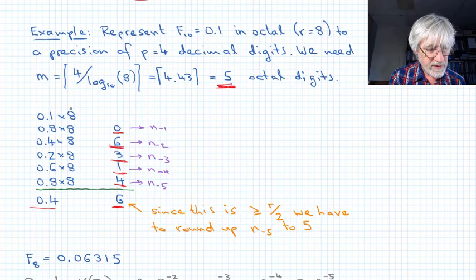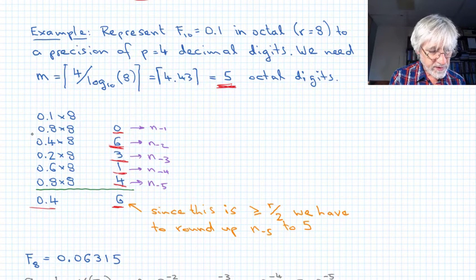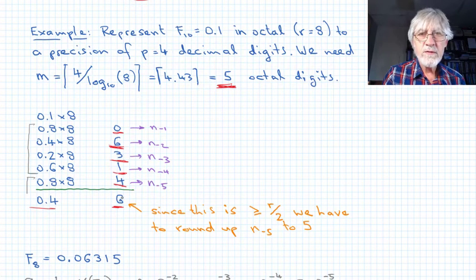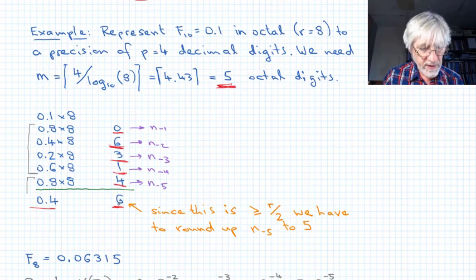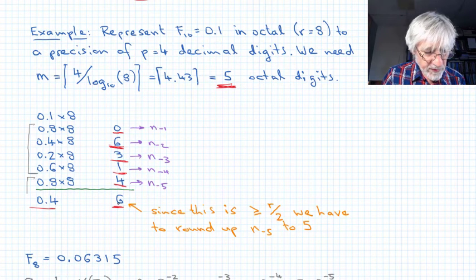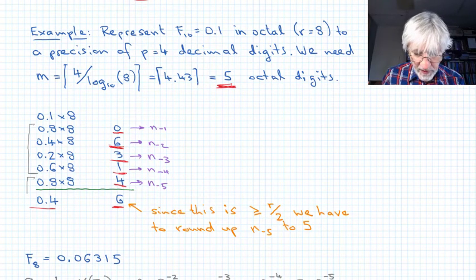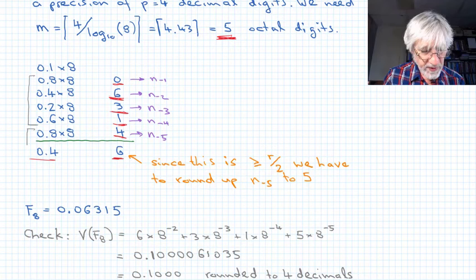The first one is not necessarily included in the periodicity, but some of the later ones are. So we have 0.8, 0.4, 0.2, 0.6, and then it starts with 0.8 again. So this would be periodic again if you would continue. So this time now we have as the last digit beyond the octal precision that we need a number which is larger than or equal to the radix divided by 2, which would be 4 here. So we have to round up to get the best precision that we can get.